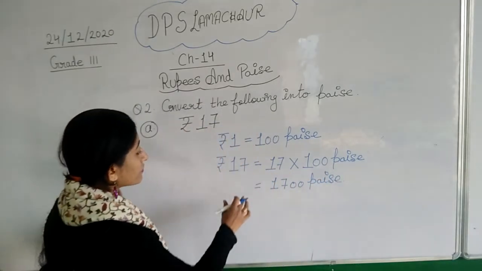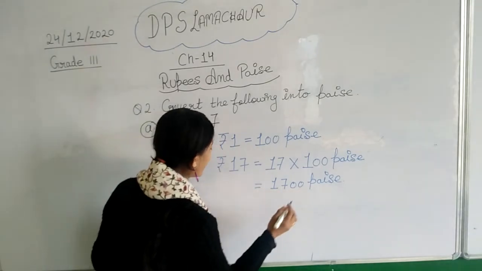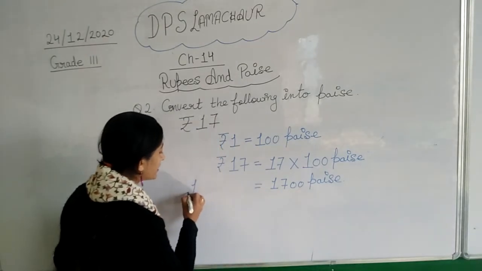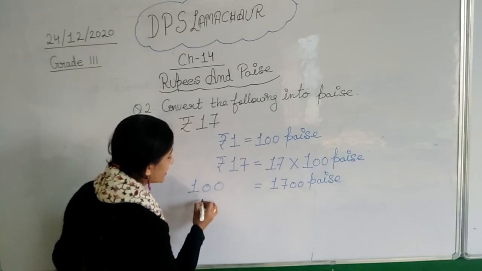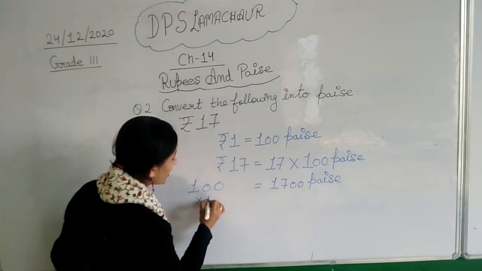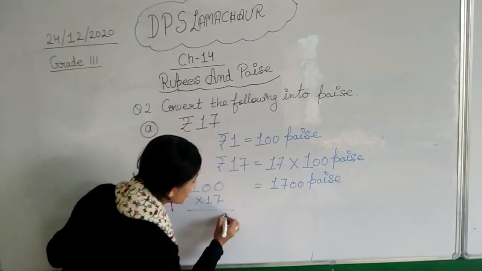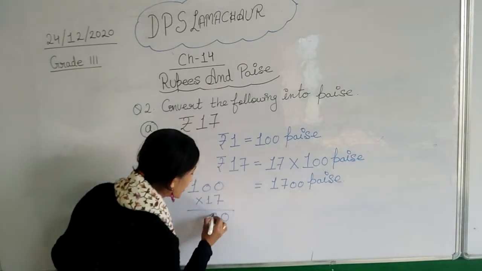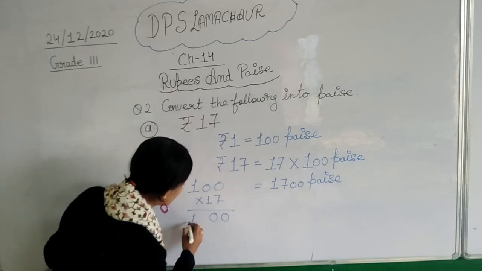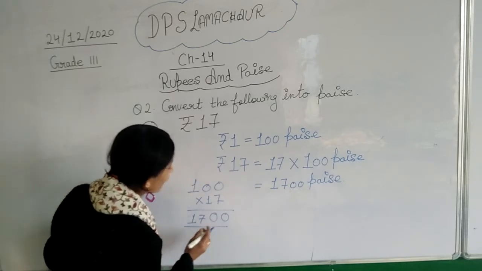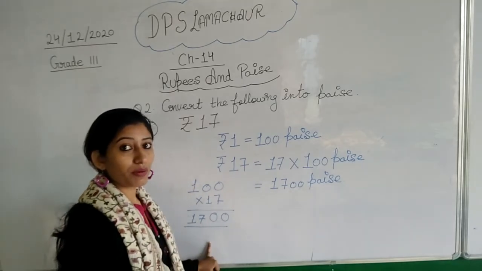1700 paise. How did we get the 1700? Very simple. This is 100. This is 17. You all know the table of 17. 17 into 0, 0. 17 into 1, 17. This is one way of multiplication. In this way also you can multiply.